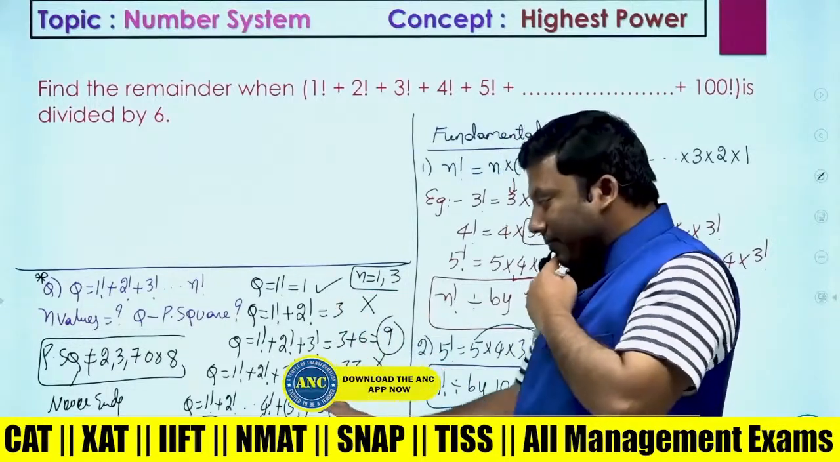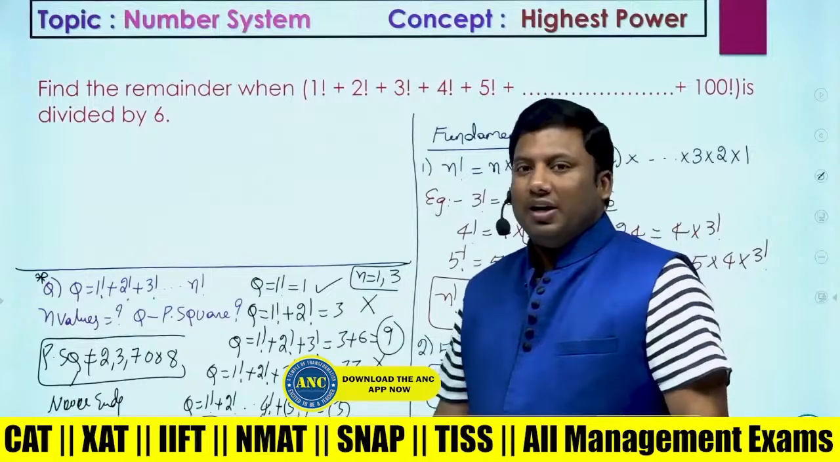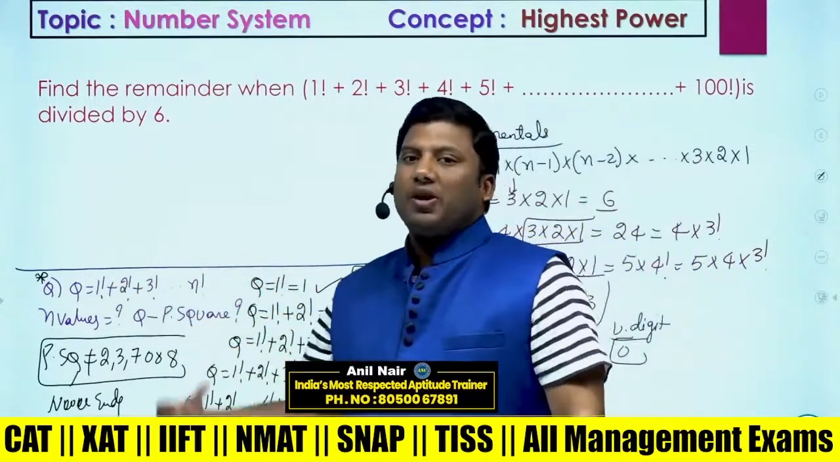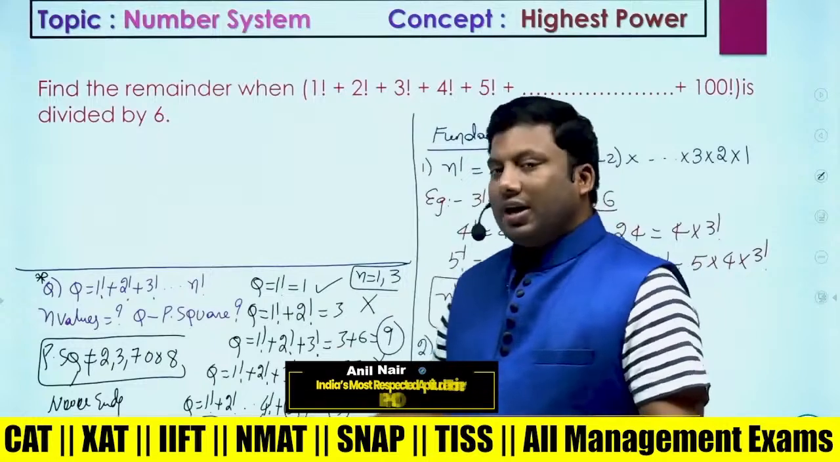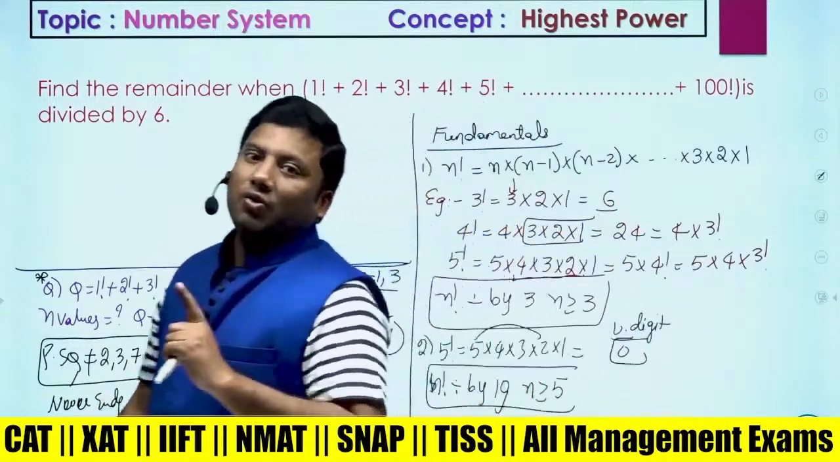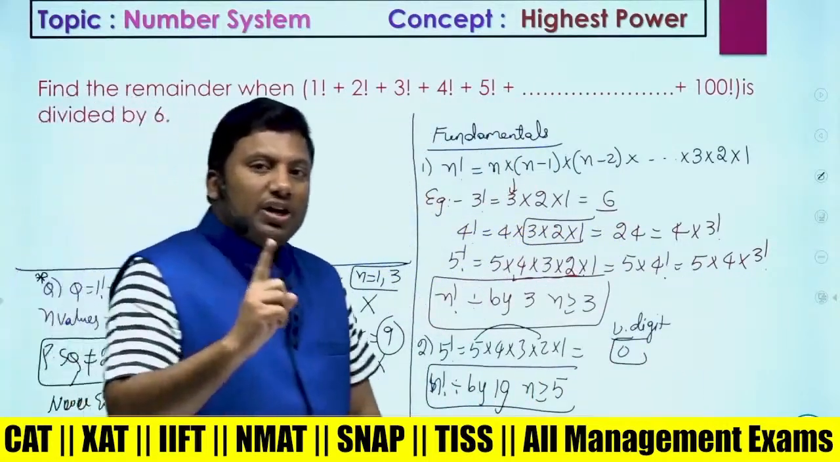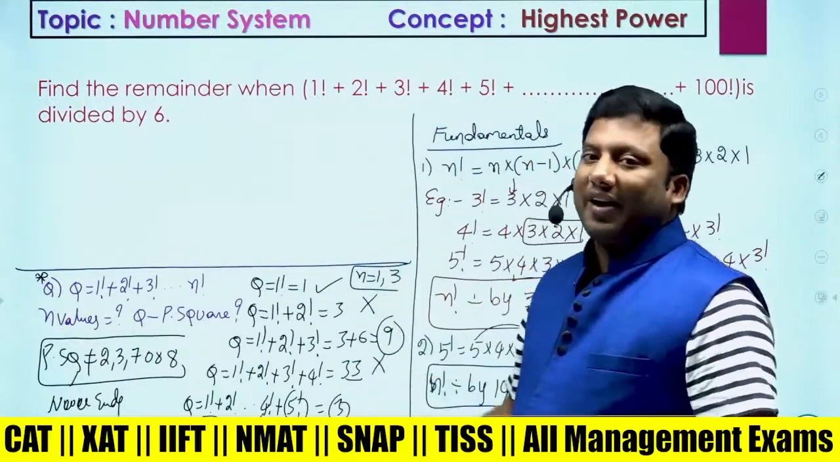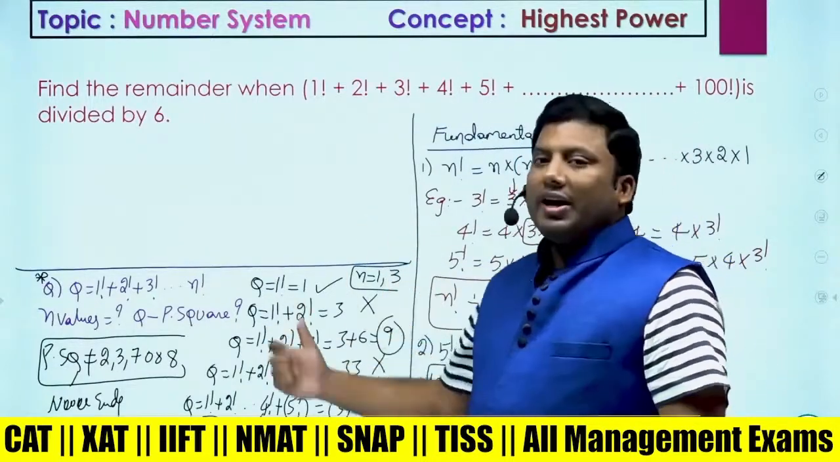Unit digit 3. From 5 factorial onward, unit digit 0. How many values of n will make this expression a perfect square? N value 1 and n value 3. Put a star mark on this question because we discussed the definition of a factorial. Let us solve the question.